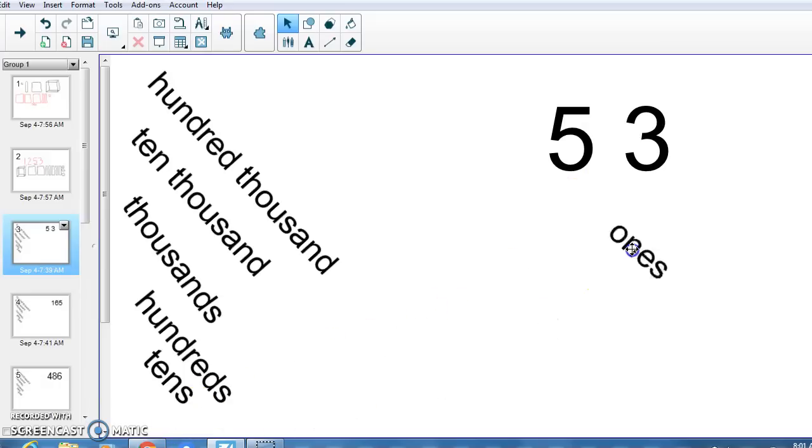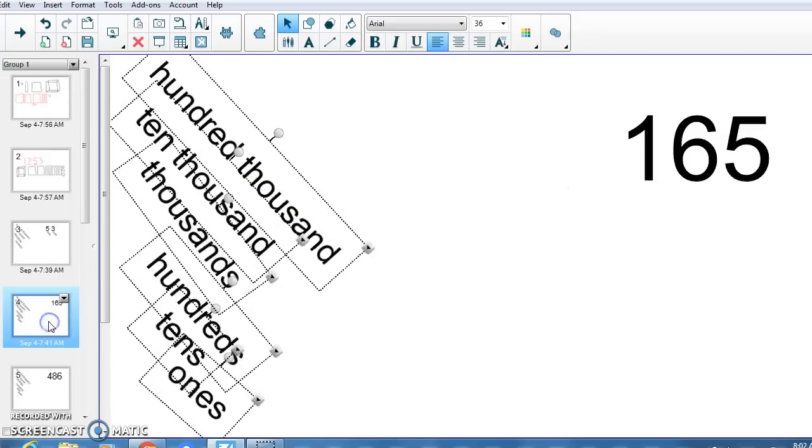The 3 would be in the ones place, the farthest one to the right. The 5 would be in the tens place. It always goes in that order: ones, tens, hundreds, thousands, 10,000s, 100,000s. Okay, let's try another one.